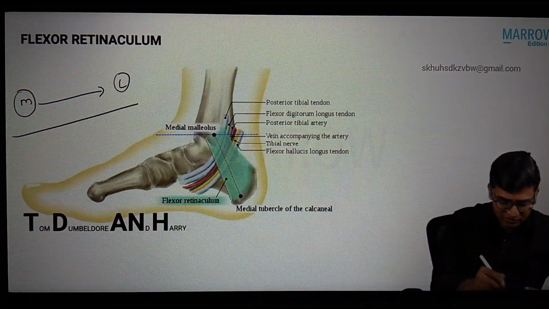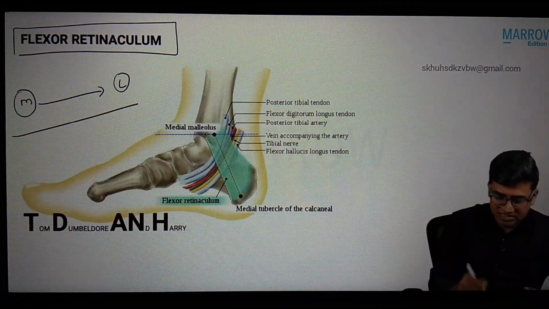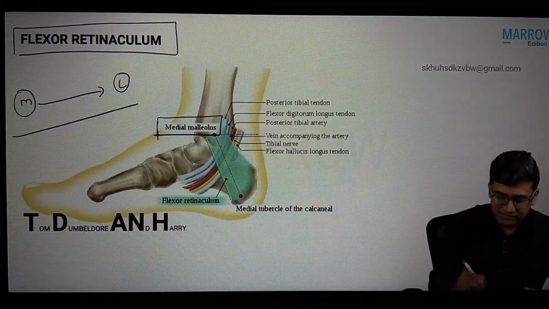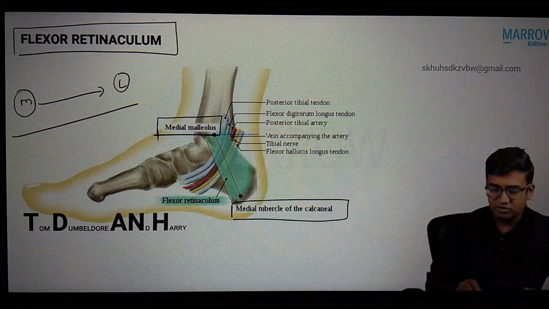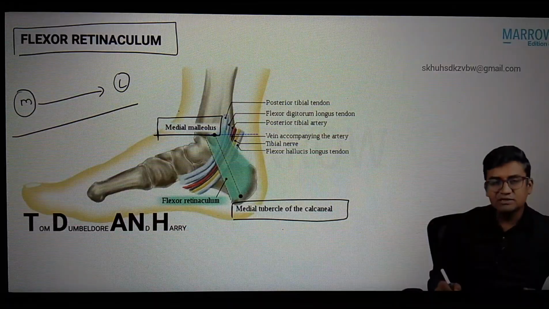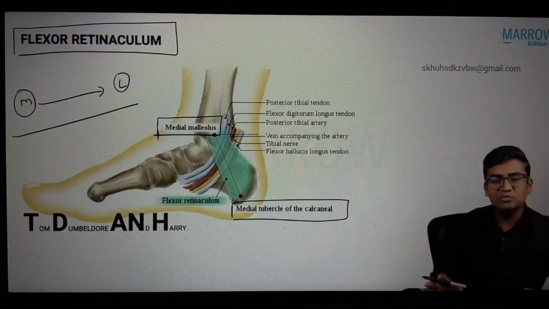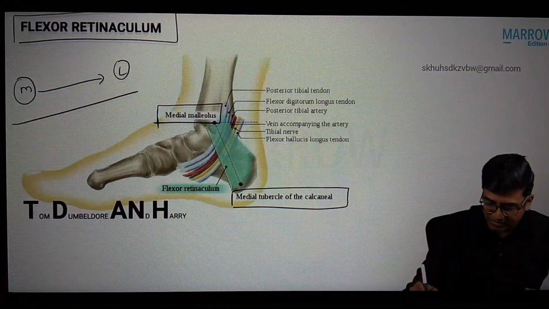Now, first, we have to know the attachment of flexor retinaculum. The flexor retinaculum starts from the medial malleolus of tibia and goes to the medial tubercle of the calcaneum bone. That is the attachment of flexor retinaculum. Now, how the tendons are passing?